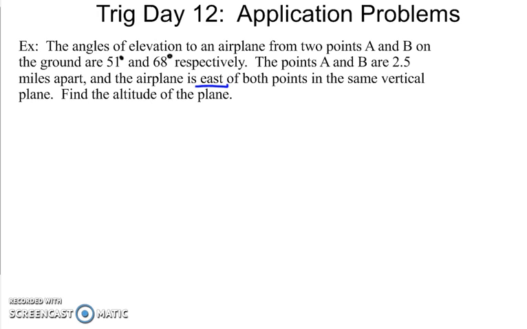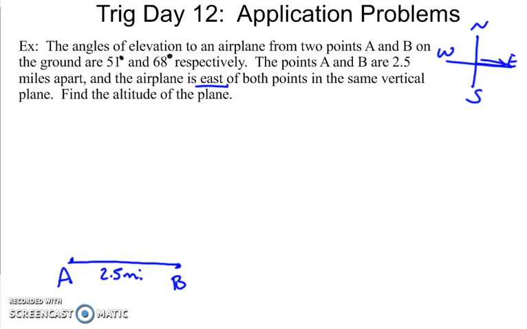Okay. So if the points A and B are 2.5 miles apart, so I'm declaring this to be point A, I'll declare this to be point B. That distance is 2.5 miles apart. And the airplane is east of both of these points. So east, remember like never eat soggy waffles. East, that's that direction. So the plane is somewhere over in this direction.